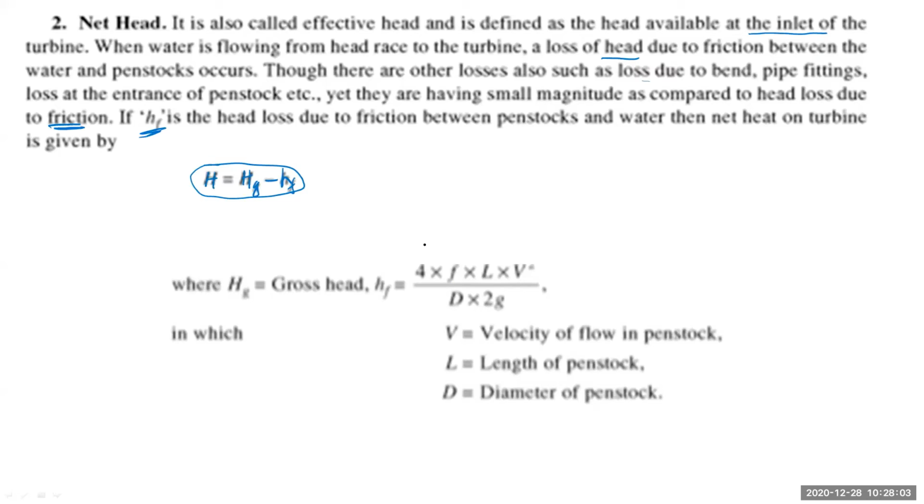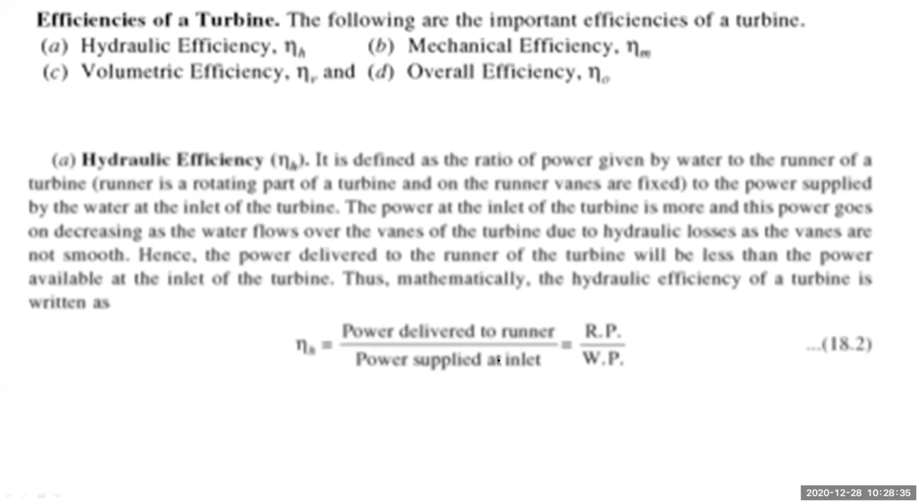If you remember, we have seen the formula for your Hf, that is your frictional loss, equals 4fLV² upon 2gD. Here a square term is there. So you must get this formula by heart, because based on this formula one numerical will definitely be asked. 4fLV² upon 2gD. Okay, so this is your loss of head. So that was the definition of net head.